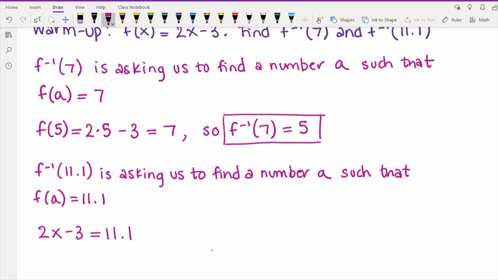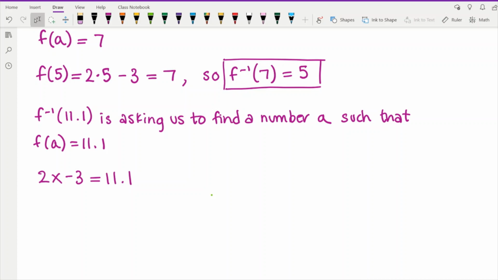I really want to make sure that you understand that step, that if you're looking for the inverse of a particular number, that means you're trying to find the input that gives you that number as the output. And so in general, if you're trying to find an input that gives you a particular output, you can take your function and set it equal to that output and solve for x, and that will tell you the corresponding input. So pause the video, make sure you really understand that line, because that's really important.